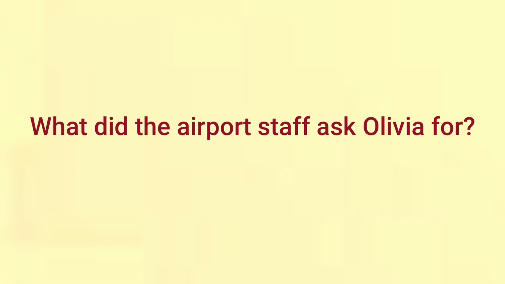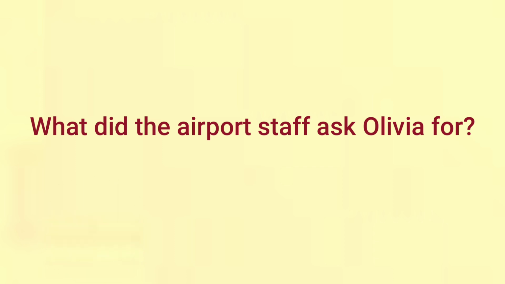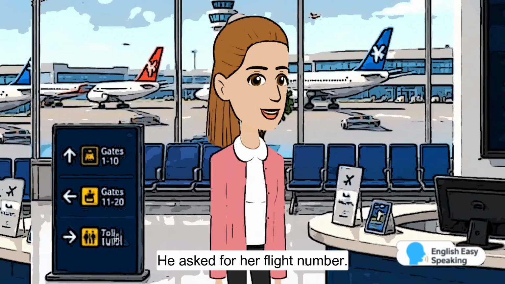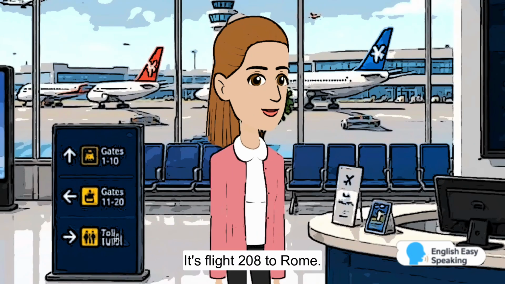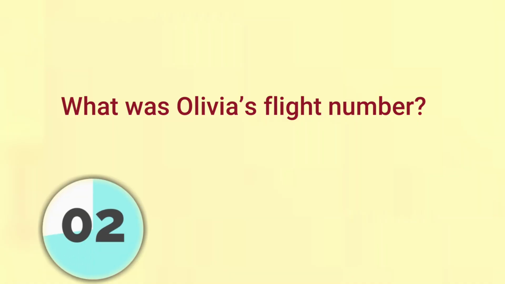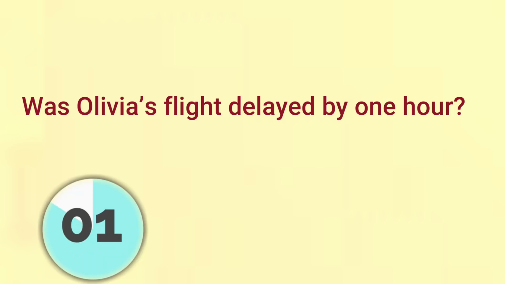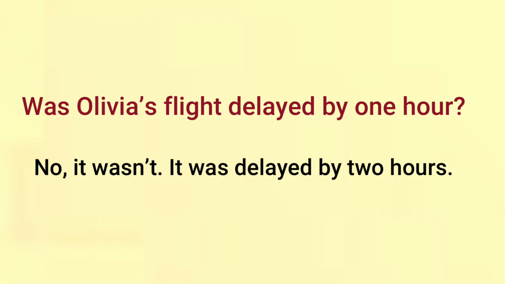What did the airport staff ask Olivia for? He asked for her flight number. It's flight 208 to Rome. Yes, your flight has been delayed by 2 hours. What was Olivia's flight number? Flight 208 to Rome. Her flight number was flight 208 to Rome. Was Olivia's flight delayed by 1 hour? No, it wasn't. It was delayed by 2 hours.